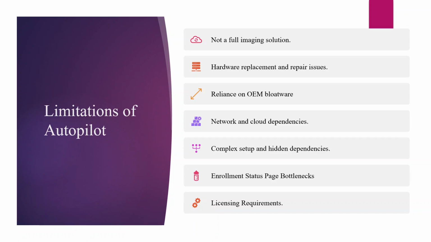And licensing requirements. To use Autopilot, we need specific premium licenses such as Microsoft 365 Business Premium, Enterprise Mobility plus Security, or the EMS license, or the Intune license. So, if your organization wants modern deployment, Windows Autopilot is a very important feature to learn. But it does come with some advantages and some limitations which do need to be considered while configuring Autopilot.